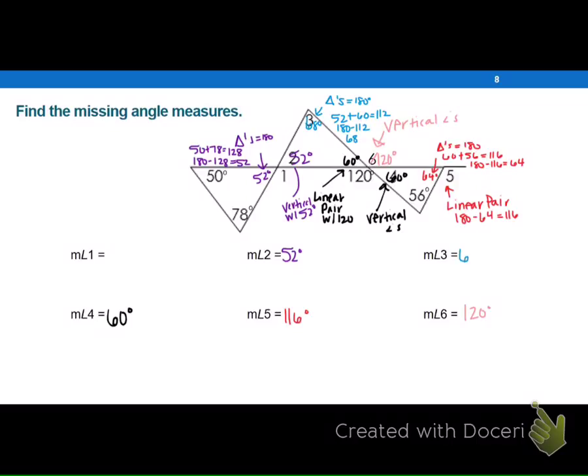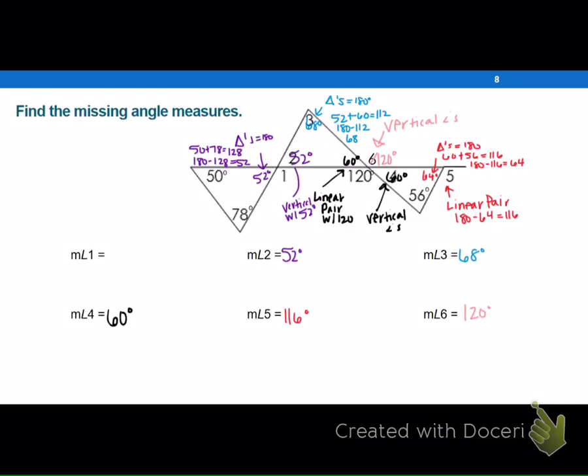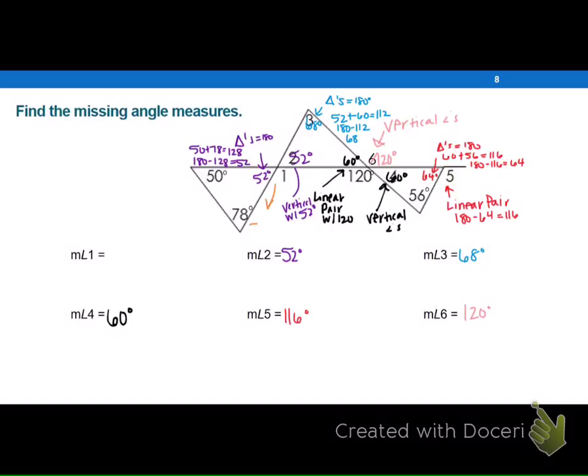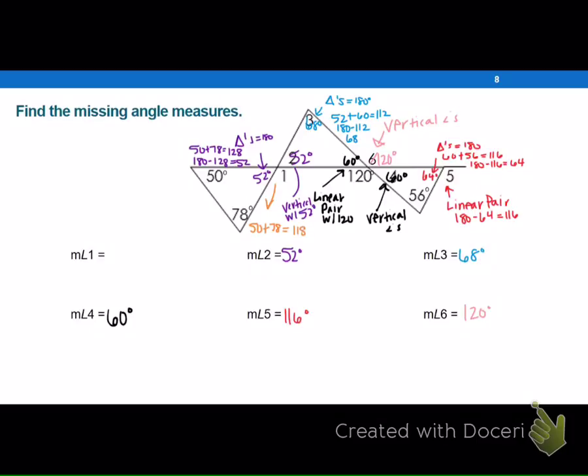Okay, last angle. Who's going to tell me that last angle there? Abby. So you can use the remote exterior angle theorem. So you said this is 50 plus 78, which is 118. Or you could use the fact that it is a linear pair. It'll give you the same thing.